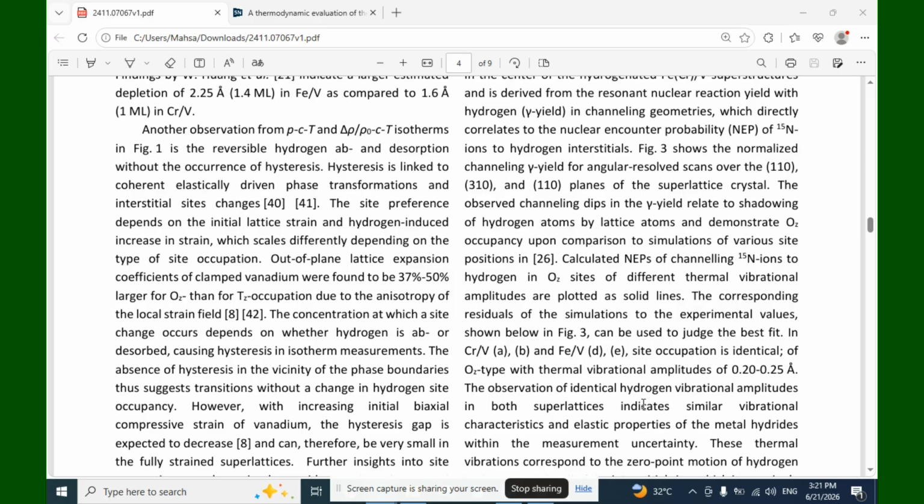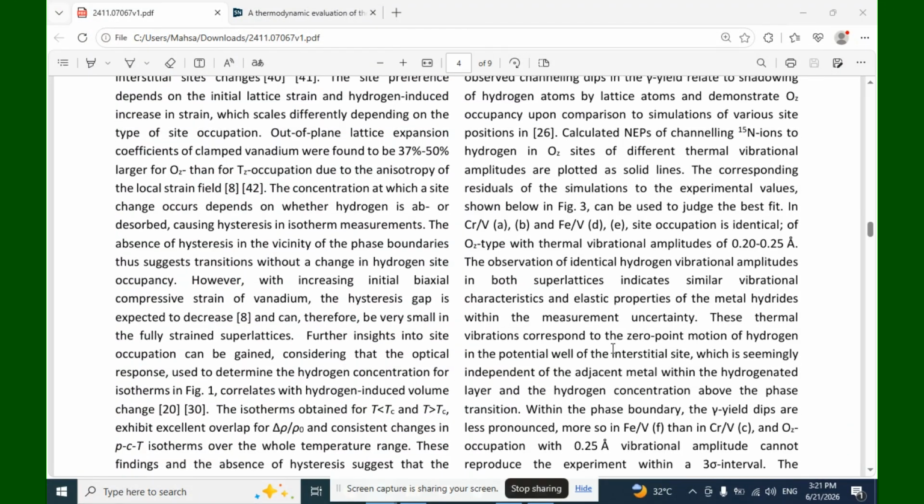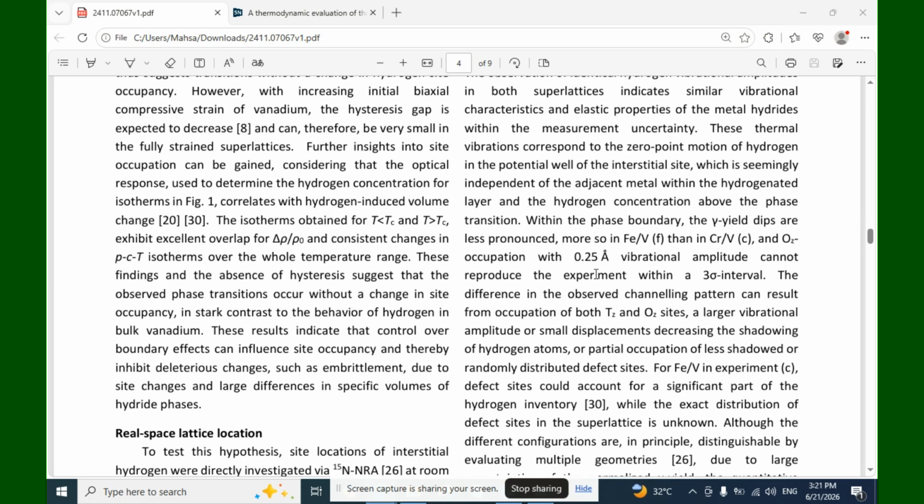The observation of identical hydrogen vibrational amplitudes in both superlattices indicates similar vibrational characteristics and elastic properties of the metal hydrides within the measurement uncertainty. These thermal vibrations correspond to the zero-point motion of hydrogen in the potential well of the interstitial site, which is seemingly independent of the adjacent metal within the hydrogenated layer and of the hydrogen concentration above the phase transition.